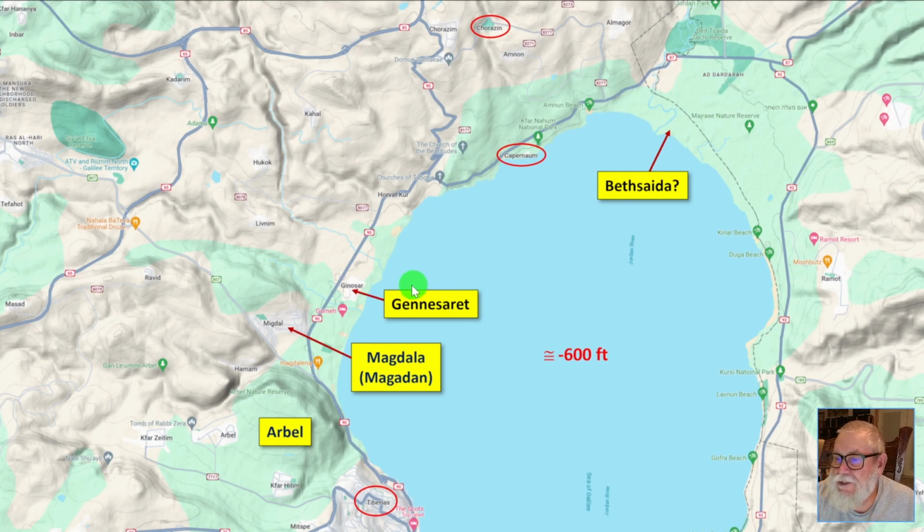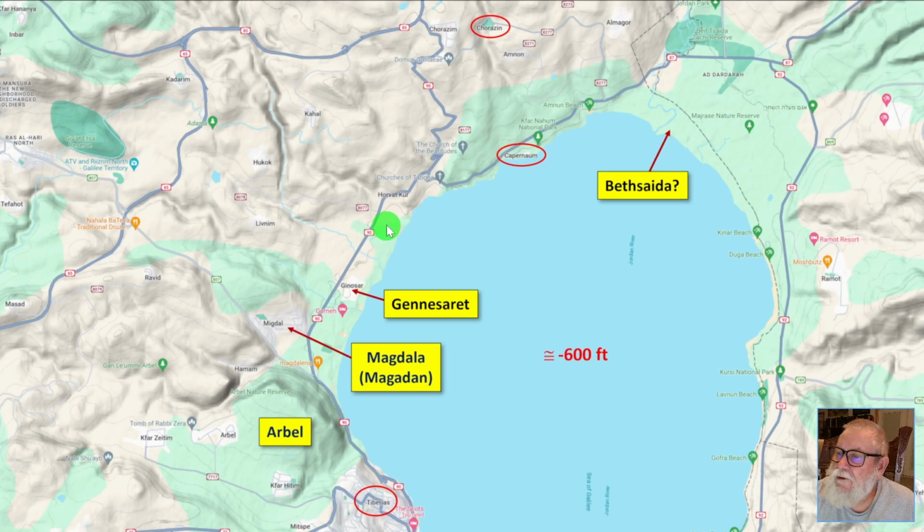In Ginosar, some fishermen in the 80s, I believe it was, discovered in the mud along the seashore a fairly well preserved fishing boat, very similar to what Peter and John and James and Philip would have used for fishing, and what they used to get back and forth on several occasions. Anyway, they found this fishing boat, and it's now preserved in a museum very near the kibbutz, kibbutz Gennesaret.